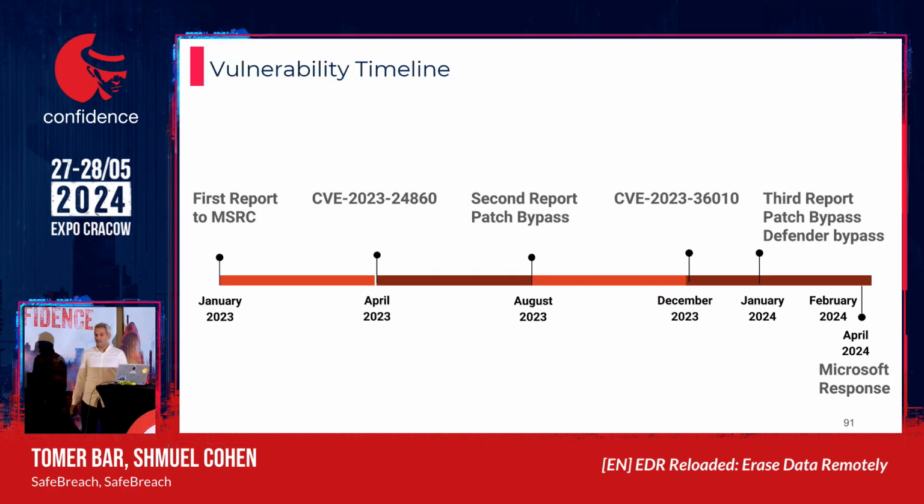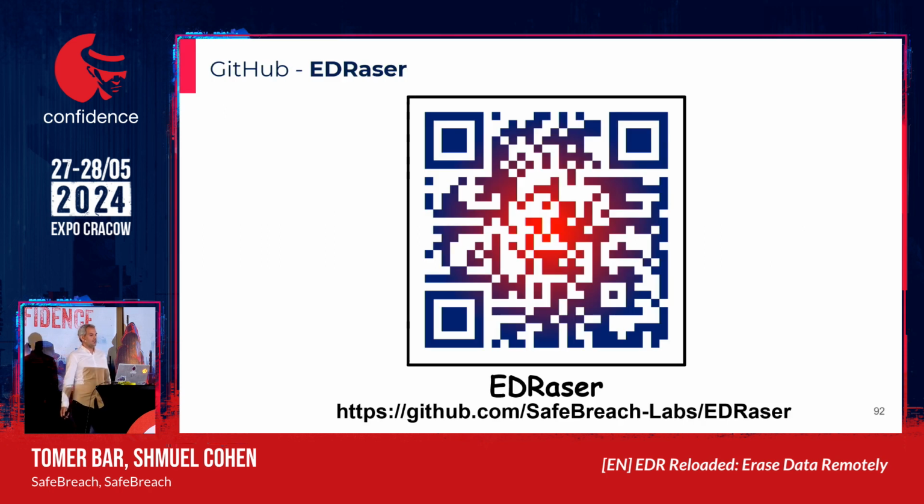This is, of course, the entire timeline, which was more than a year. If you would like to test it, this is our GitHub repository, where you can find our EDRacer tool, which supports all the attack vectors that we discovered, and even allows you to expand them to new attack vectors very easily. I encourage you to try it and see if you can find new vulnerabilities. Let us know if you find some. And I will wait a few seconds for you to take a picture of the QR code if you want.